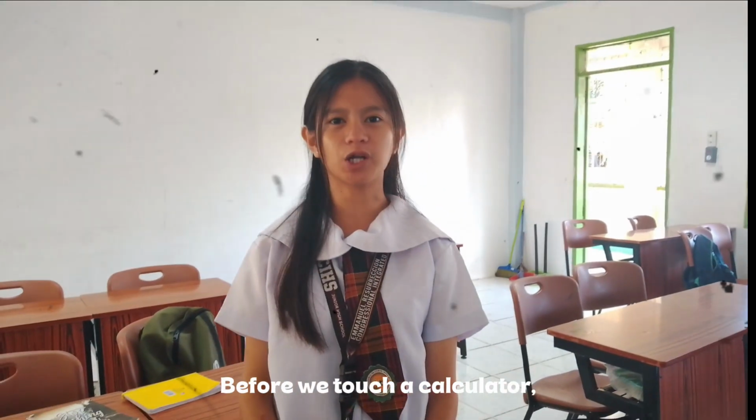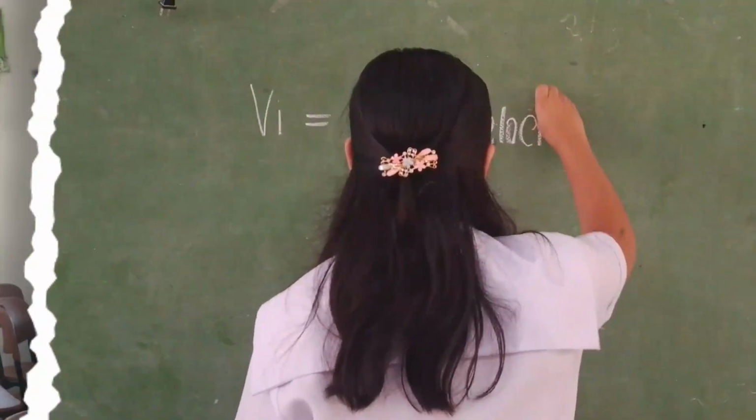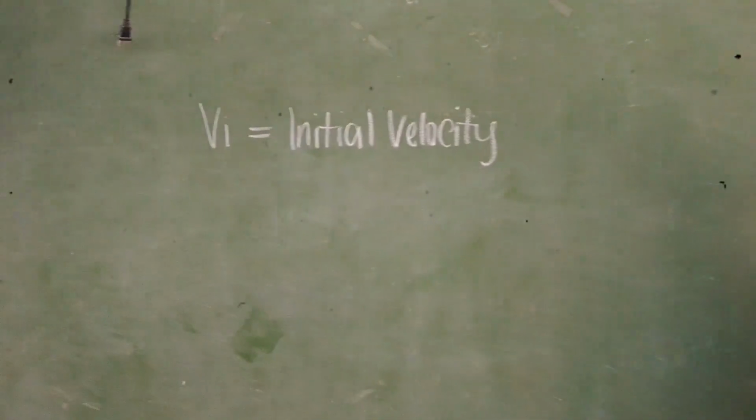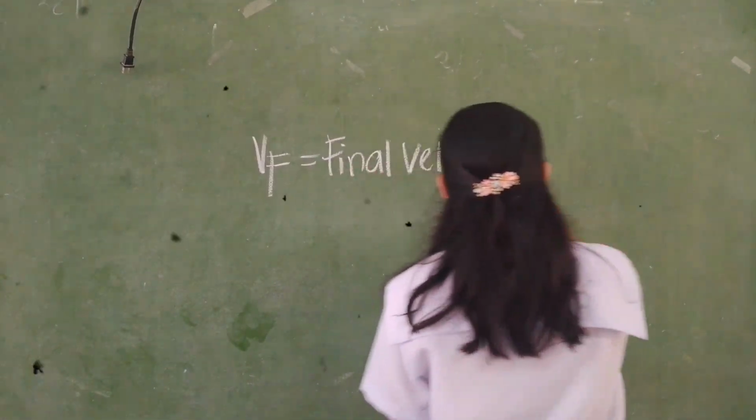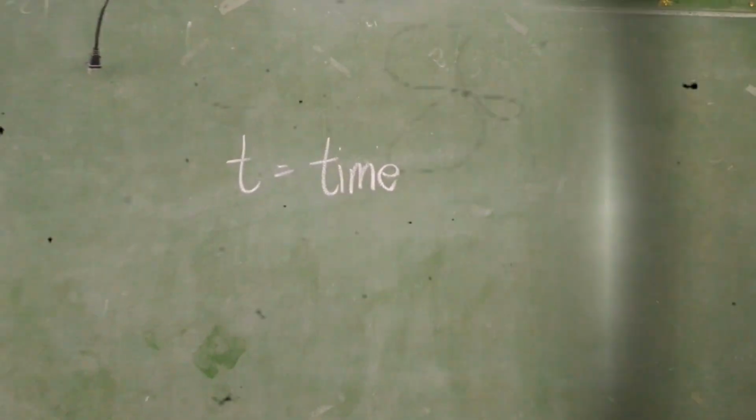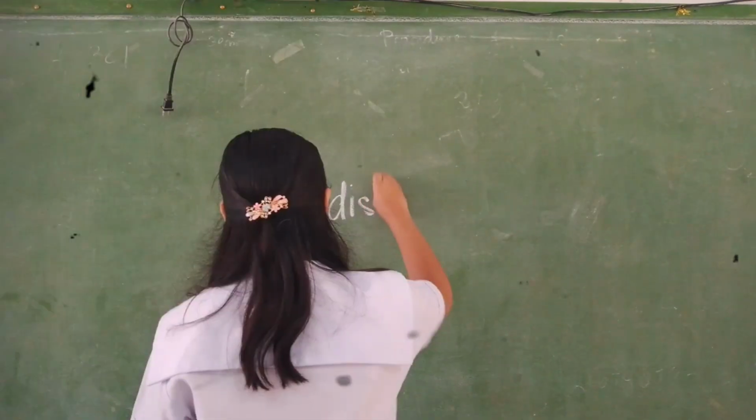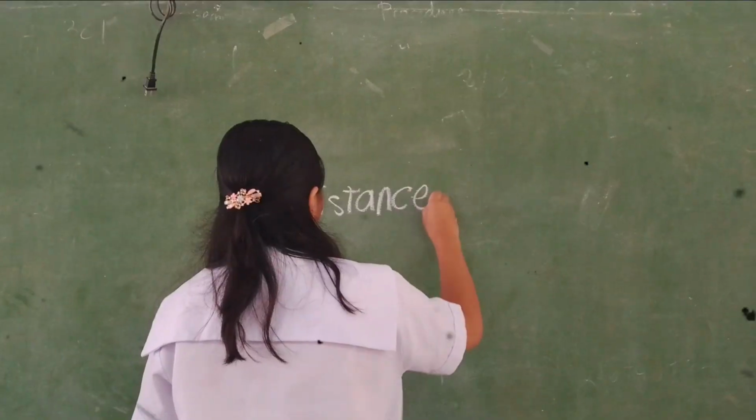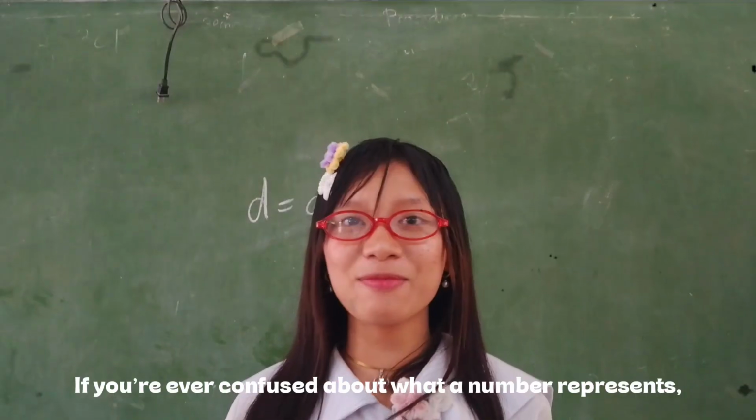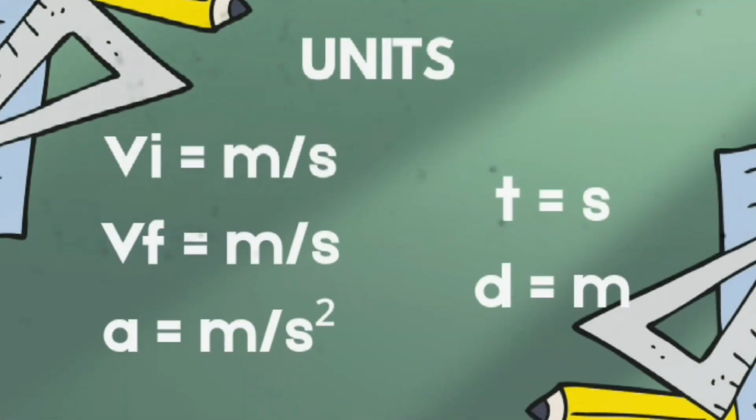Before we touch a calculator, we must find our clues. Always list your variables first. If you are ever confused on what a number represents, just look at the unit. So let's watch this video.